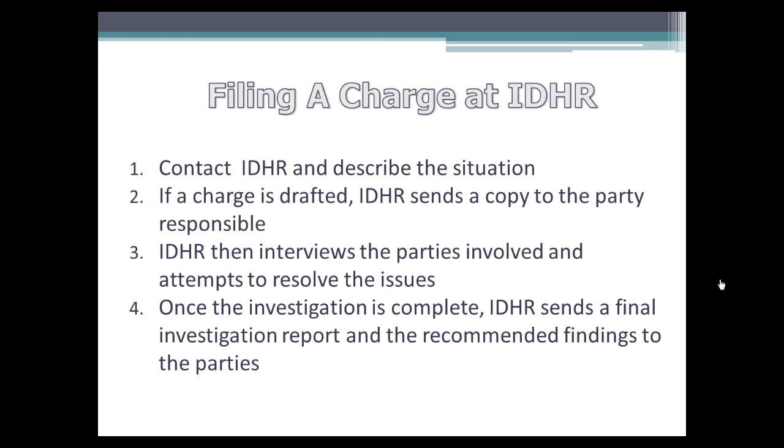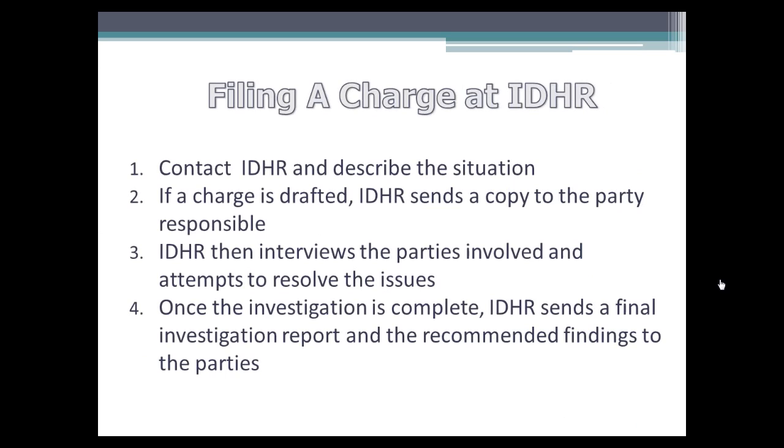In order to file a complaint or charge of discrimination with the Illinois Department of Human Rights, a person can start the process by calling IDHR and describing the situation. Our housing inquiry phone number is 312-814-6229, and this number is answered by a bilingual staff person, bilingual in English and Spanish.